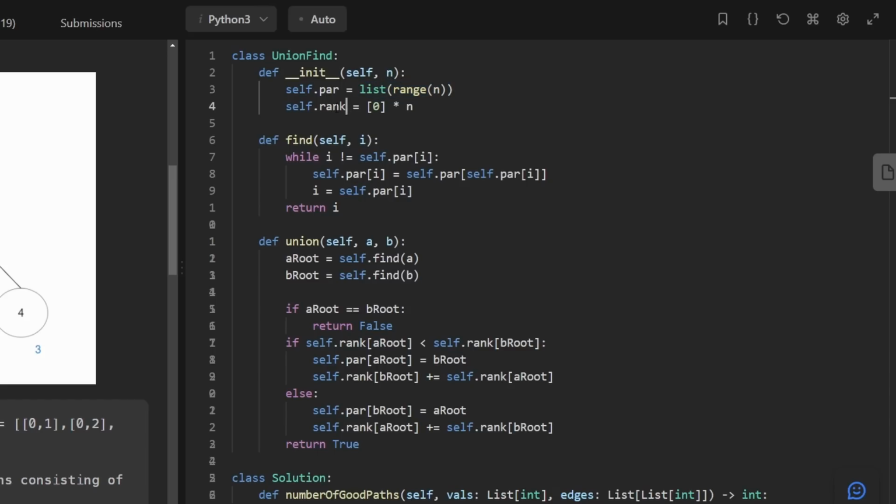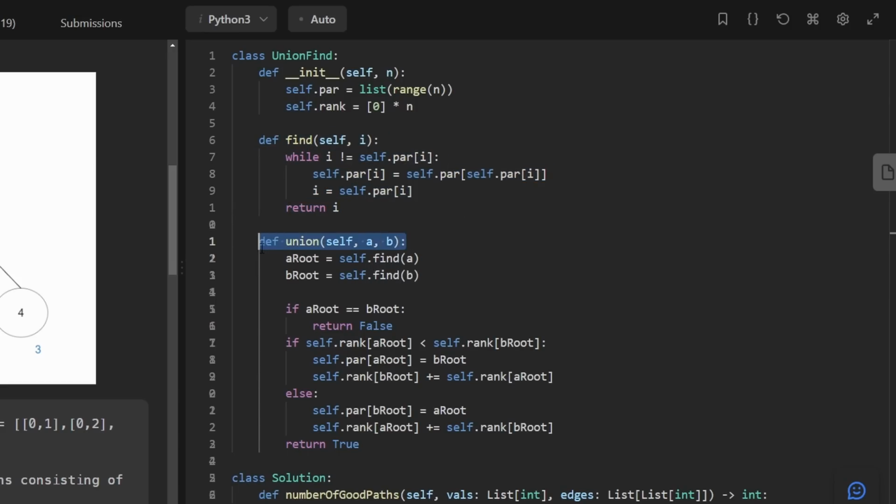And for every node, we have its rank, which initially is going to be 0 for all of them. You don't actually need to implement union find with union by rank to pass on Leetcode, but this is a slightly more efficient way to do it. We have a find operation. Find basically finds the root parent of a single node. So given a node I, we're going to find its root parent and then return that.